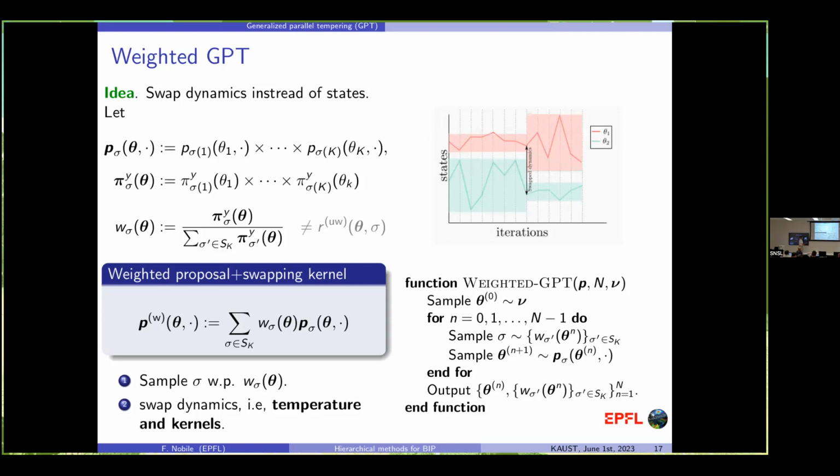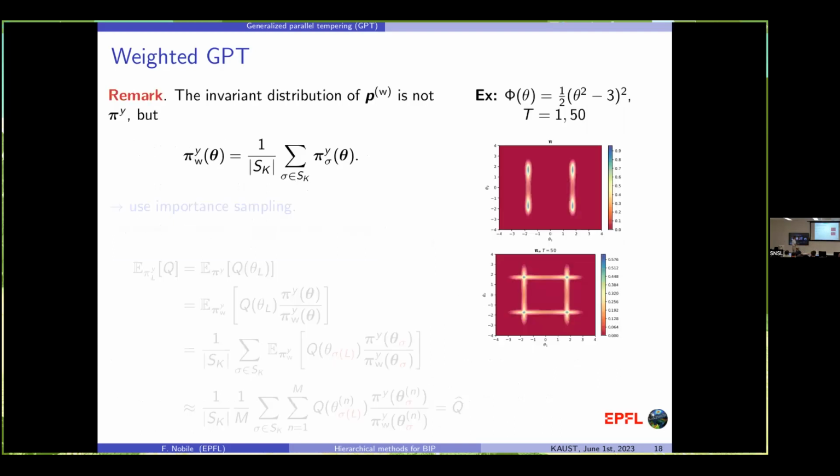And then what the algorithm does is that at each step it draws a permutation according to this probability mass function, and then it applies the corresponding kernel with the swapped temperatures. Okay. So you somehow simplified: you start from the initial state, you draw a permutation, and then in the next step you apply the kernel with the permuted temperatures. Okay, as I said, this doesn't go to the correct invariant distribution.